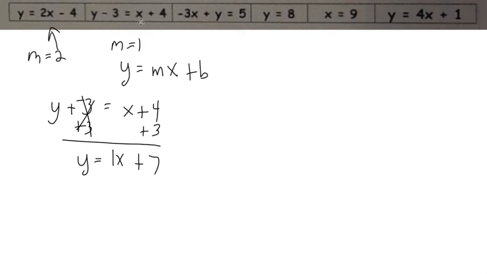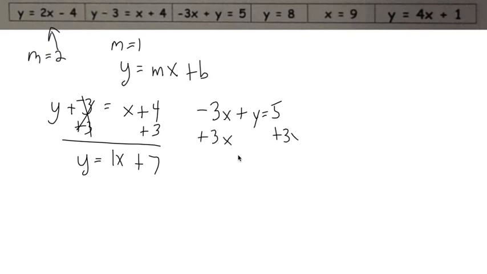-3x plus y equals 5. Again, that is not in slope-intercept form. So I have to get the y by itself. So in this case, I got to get rid of the -3x. The opposite of -3x is +3x. So I'll do that on both sides. Okay, the -3x and the +3x will cancel.